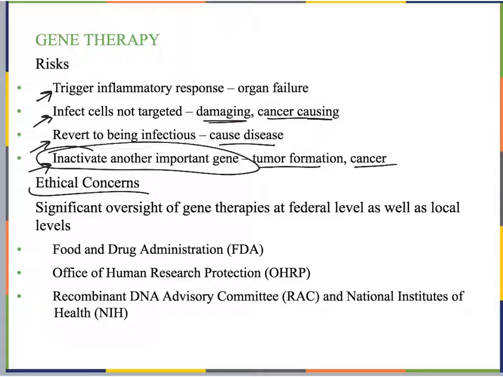Right now, there's significant oversight of these different gene therapies at the federal level, and some local levels. For example, some of the people that are overseeing this are the Food and Drug Administration, the Office of Human Research Protection, the Recombinant DNA Advisory Committee, and the National Institutes of Health, all working on gene therapies right now. Some of them seem to be going very, very well. But it's slow moving, especially because of these ethical concerns.